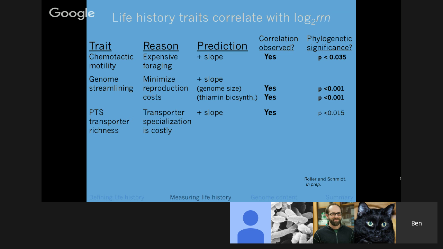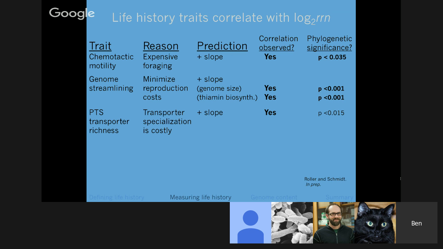We also asked a few questions about PTS transporter richness. The PTS transporter system is a specialized thing for sugars and tends to operate best when there's a high extracellular concentration of these sugars. So we hypothesized that these transporters, which are specialized and only used under high resource concentrations, might be more common in high copy number organisms.